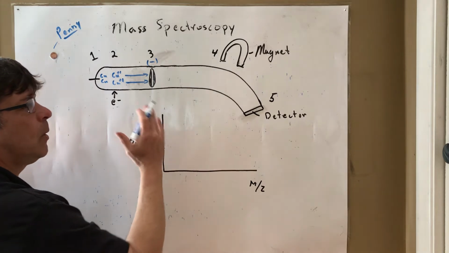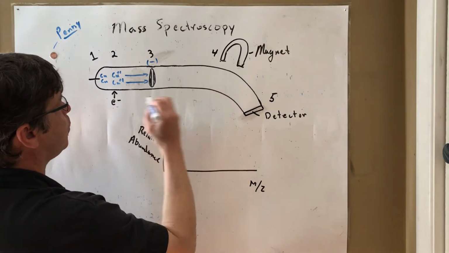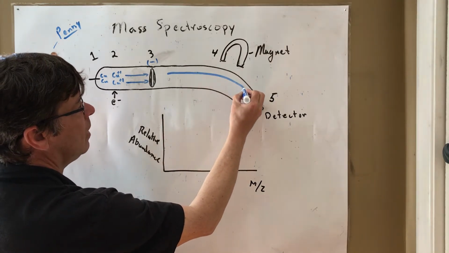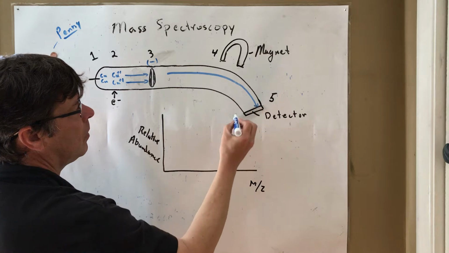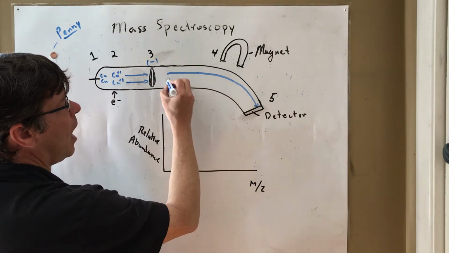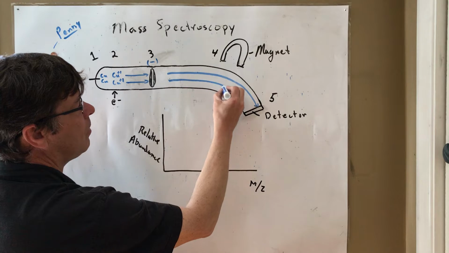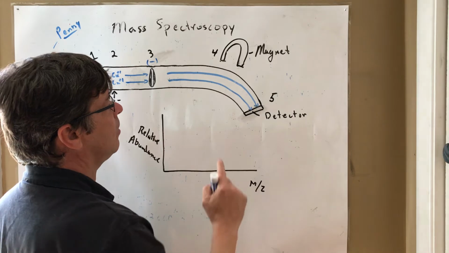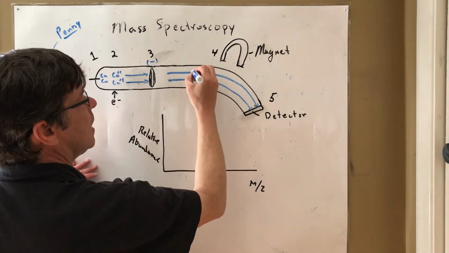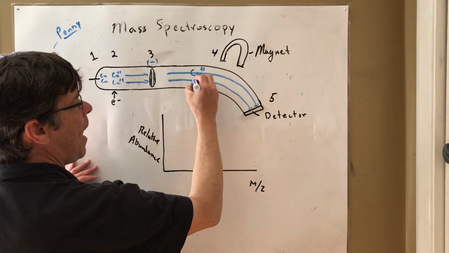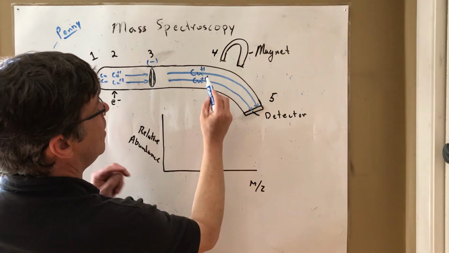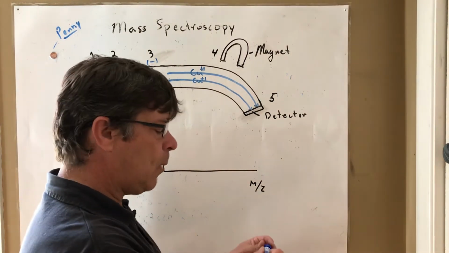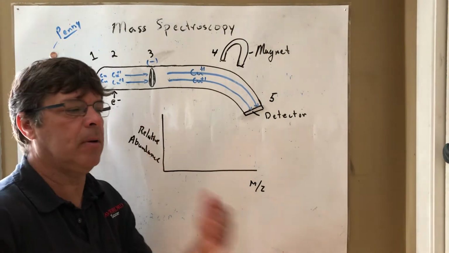Now, what we're going to see is that one copper ion is going to get deflected just a little bit, but another copper ion may get deflected a little bit more and hit at a different spot in the detector. This is the path the copper ions are taking. And this one here is not getting as deflected as this one. So why is that? Why would one get deflected more than the other?